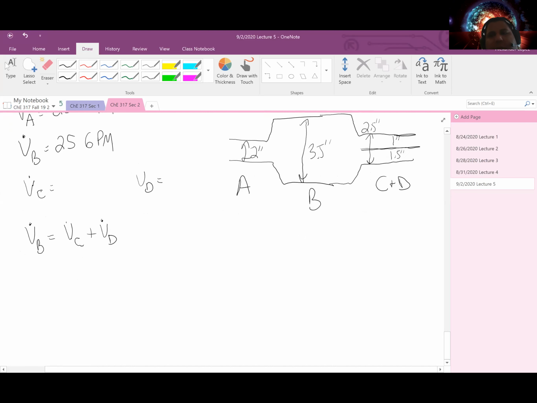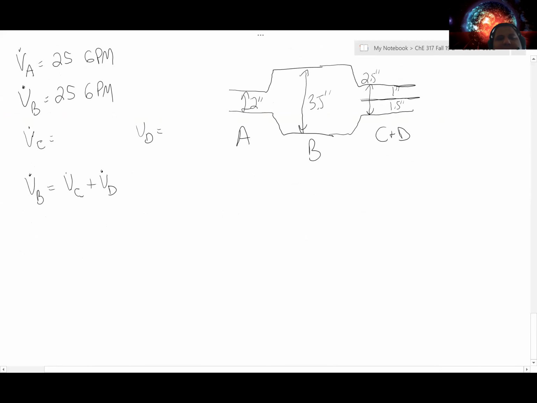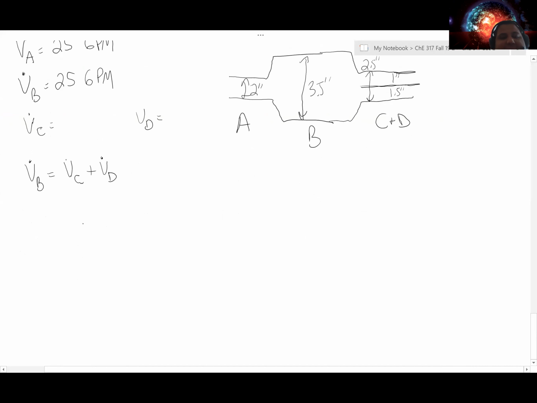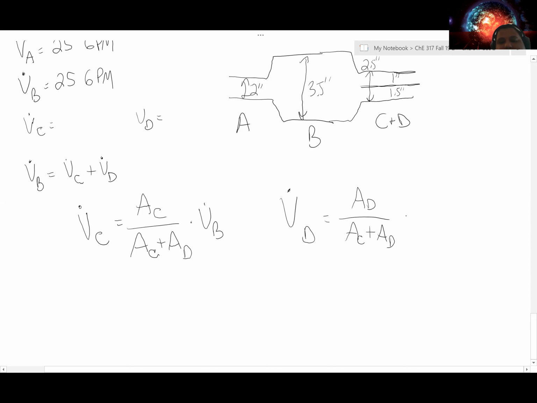And so how we can determine the flow rates between C and D is we would look at the relative area of C over the area of C and D times the volumetric flow rate of B, and the flow rate of D is the relative area of D over the area of C plus the area of D times the volumetric flow rate of B. So by looking at essentially each section's flow area contribution to the whole, we can estimate the amount of flow that would move into that section.